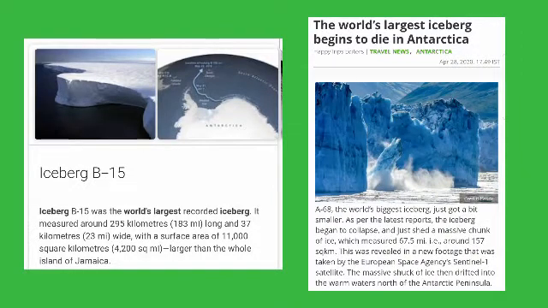Iceberg B15 was the largest iceberg, children. Now presently A68 is the world's largest iceberg. Do you know, children, why these glaciers are melting and the icebergs are breaking up from the ice shelves? Because of global warming. When these glaciers and icebergs melt, children, automatically the sea level increases.